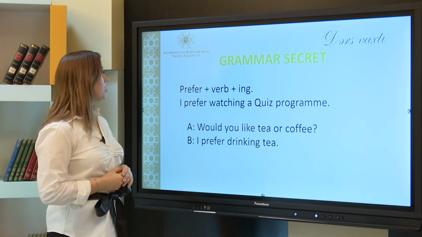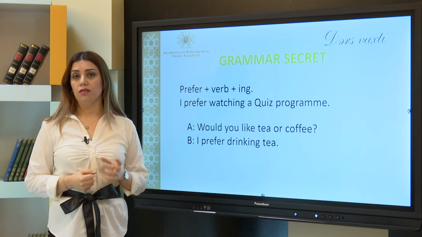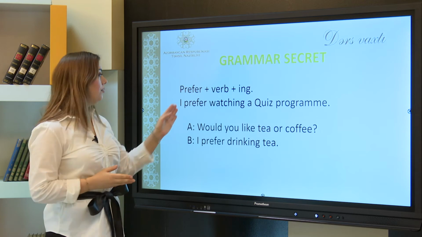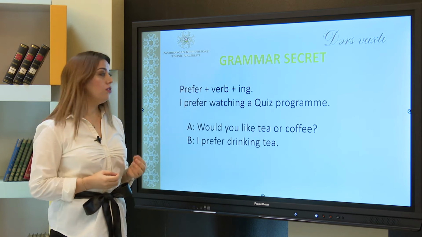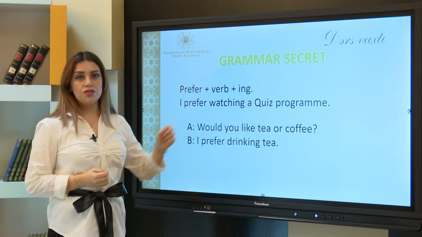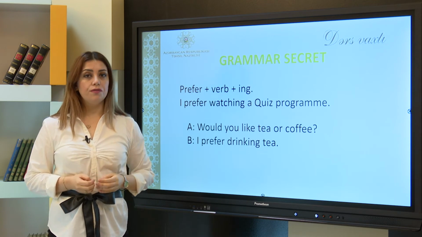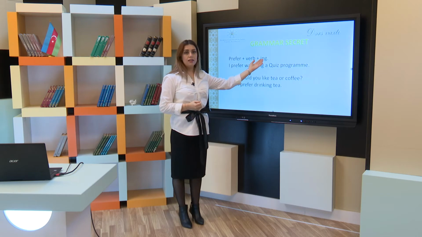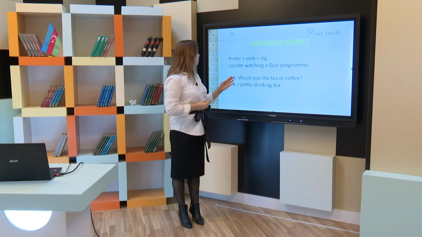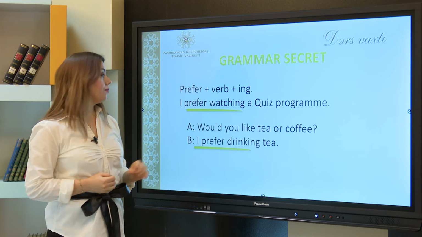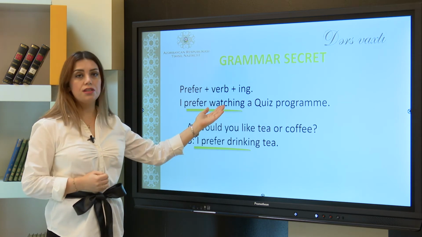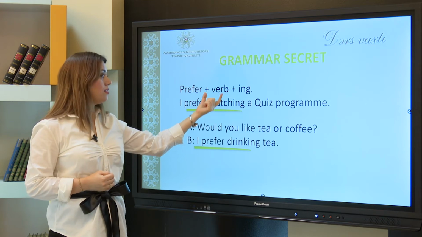In grammar section, we are going to talk about one rule. Remember the word prefer we just mentioned? I want to teach you that after the word prefer, we will use verb plus ing. For example, I prefer reading. If you pay attention, I use ing at the end of the verb. For example, let's look. I prefer watching a quiz program. I prefer watching. You see, watch is a verb.